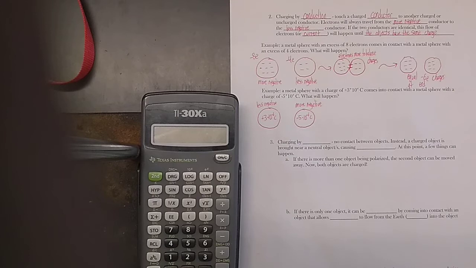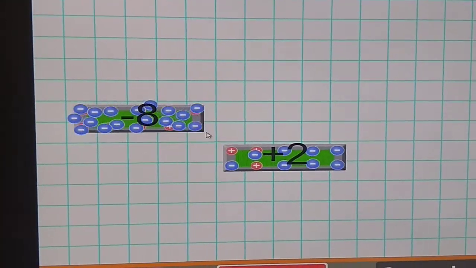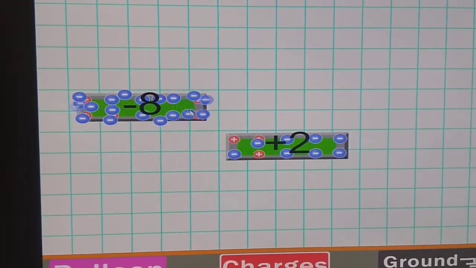Let's actually take a look at that simulation one more time and see if we can guess what happens here and what the rule is. I'm going to set this up real quick for us. Okay, there we go. Go to the balloon. Same thing that we had from before: negative 8 and positive 2. And if you remember, they end up both with negative 3.